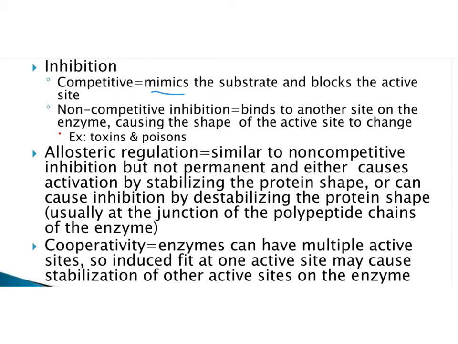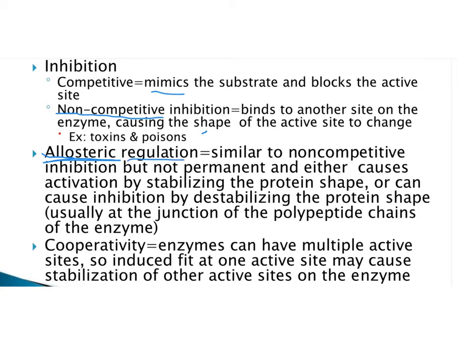Non-competitive inhibitors bind to another site on the enzyme, so they don't bind into the active site. They're not competing for access to the active site, which is why they are non-competitive. But when they bind to the enzyme, they cause the active site to change, and a lot of toxins and poisons do this. This is a form of something we call allosteric inhibition. Allosteric means other site, basically. So this is similar to non-competitive inhibition, but it is something that can permanently change the shape of an enzyme.